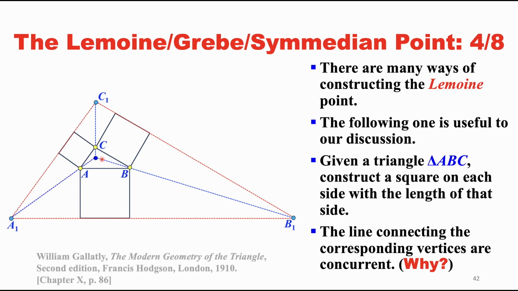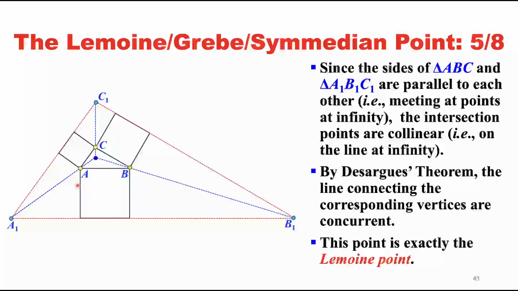These three lines are concurrent, meeting at a point. Why? We're going to offer you a proof. Because the side of this triangle and this triangle are parallel to each other, AC and A1C1 are parallel to each other. They meet at the point at infinity.